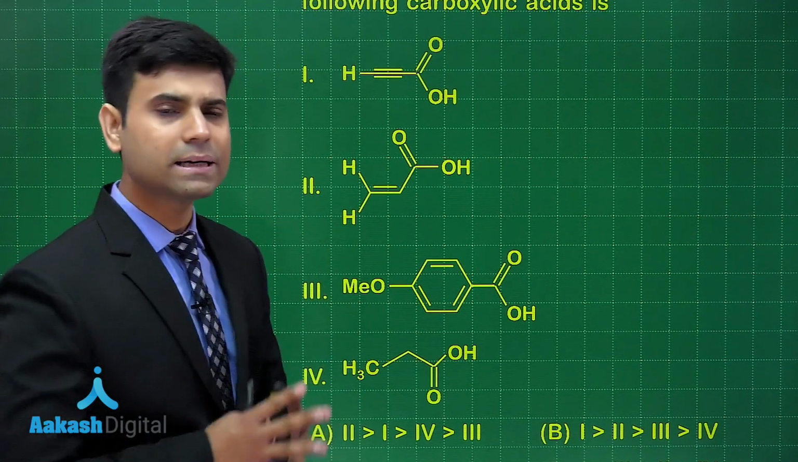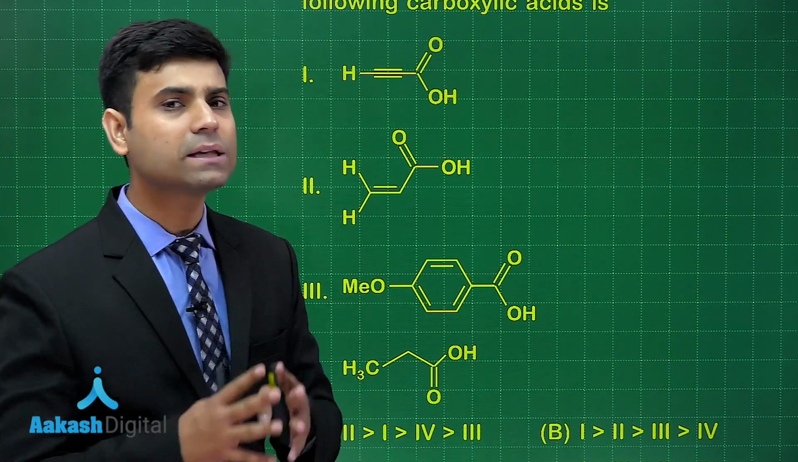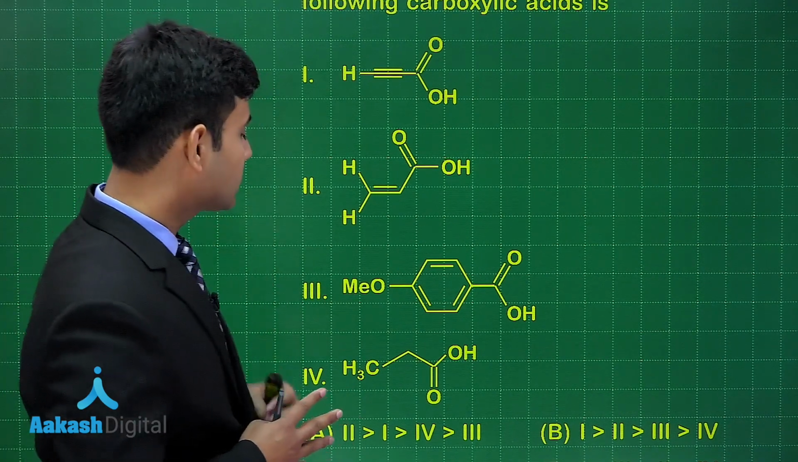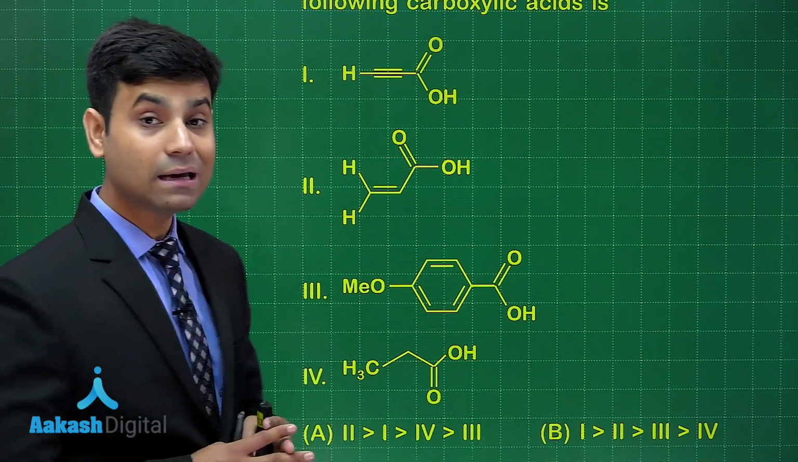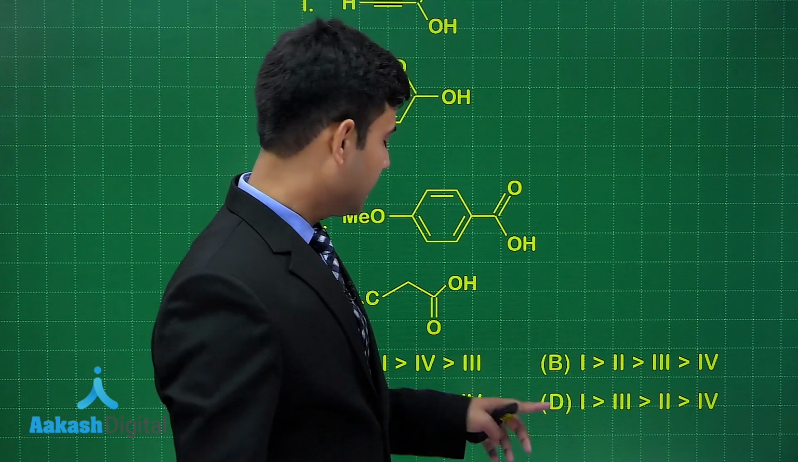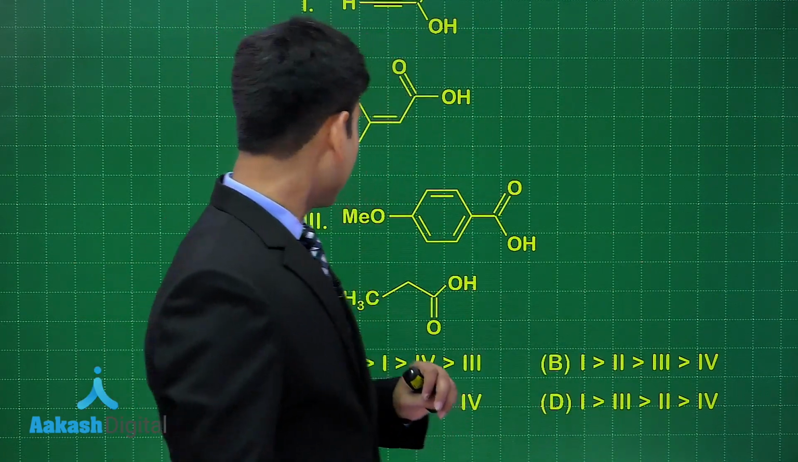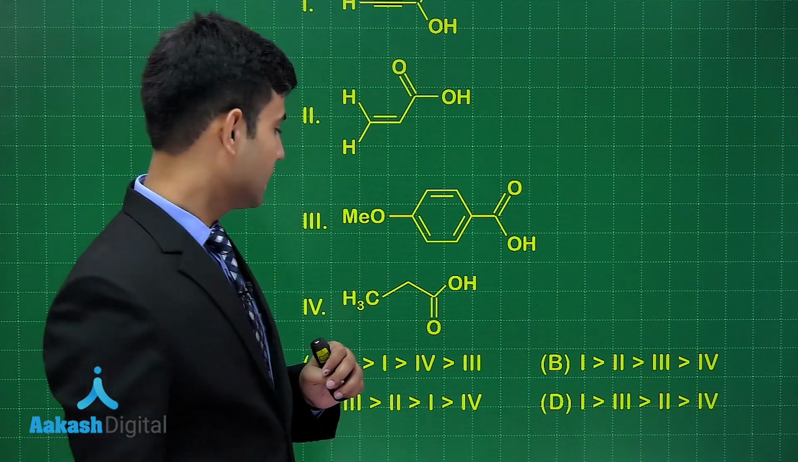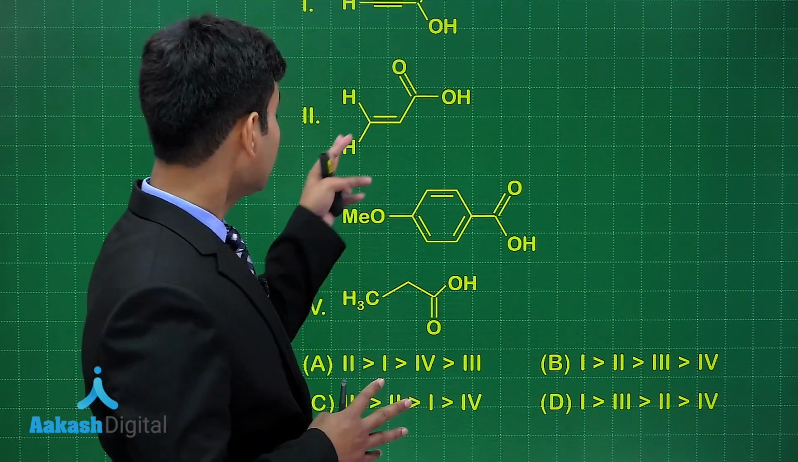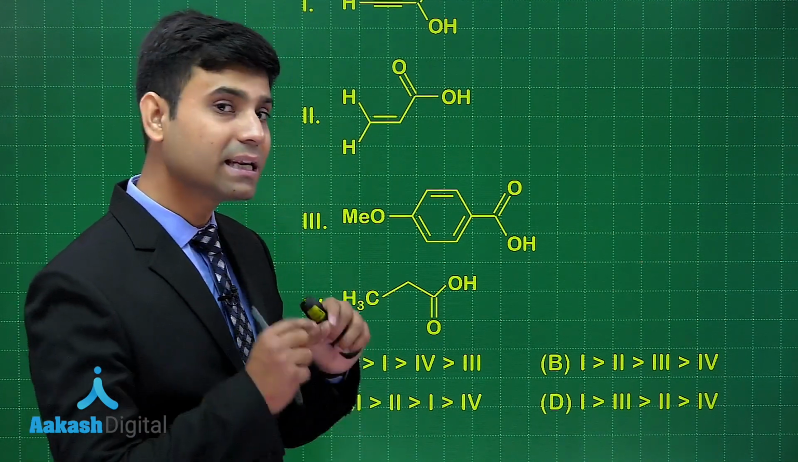On the other hand, the minimum acidic strength will be for this fourth compound because the hybridization is sp3. So 1 has the maximum acidic strength and 4 has the minimum acidic strength. So out of the given options, we have B and D, in which we have first as the maximum acidic strength and fourth as the minimum acidic strength. Now if I compare second and third, here we can see the second compound will be more acidic. Why? Because here there are no donor groups. This OMe group behaves as a donor group, hence decreases the acidic strength.